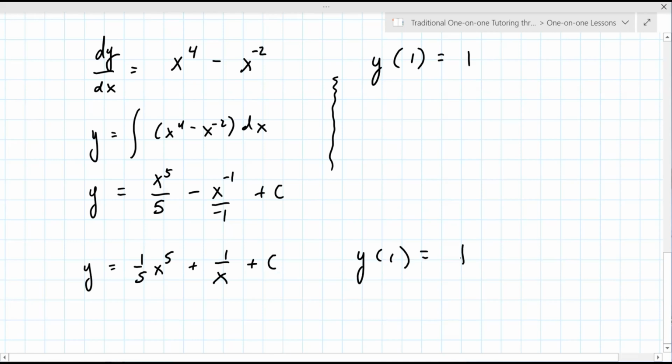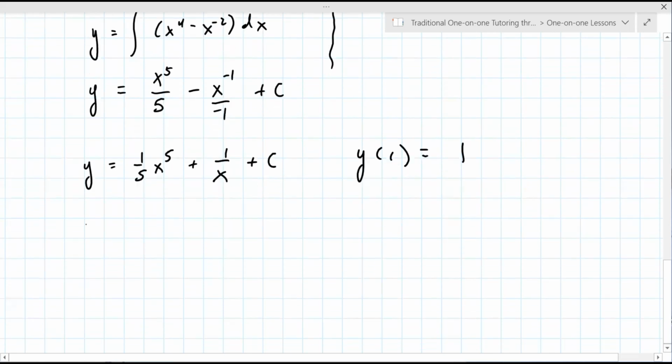So then just 1 equals 1/5 times 1 to the 5th plus 1 over 1 plus c. Wait, but why are you putting 1 in for x? This is x, and this is y. So I don't have to always give it to you as x being 0 or y being 1 or anything like that. It's whatever it is.